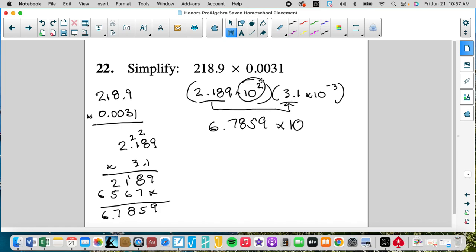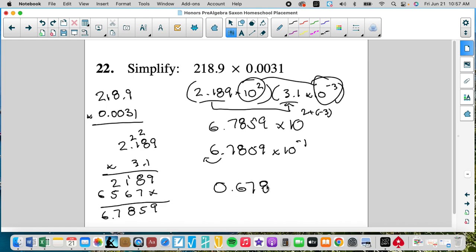Now we have to multiply the exponents. When we multiply like bases, we add their exponents. So that's 6.7859 times 10 to the negative 1. That could be in scientific notation. Then we convert it to standard. That negative, we're going to move that decimal place. So my answer is 0.67809. No calculator needed. And I did it maybe in 60 seconds.